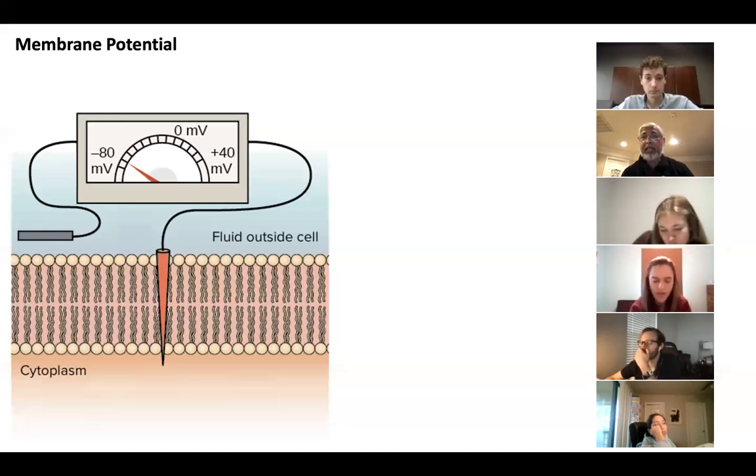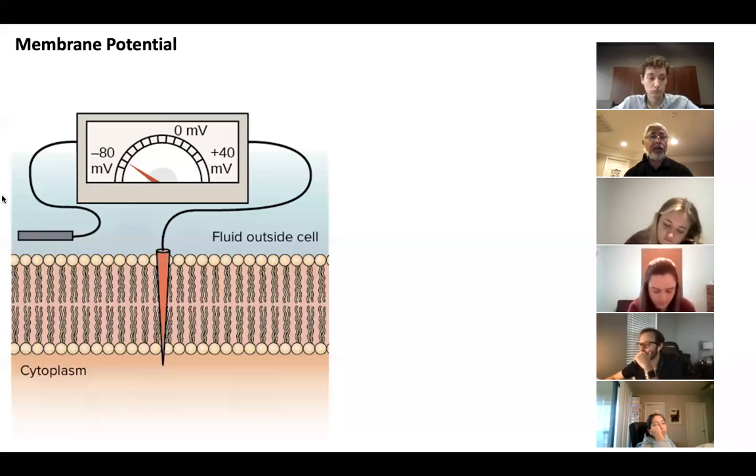If you look at the SA node, the heart has its own pacemaker, right, to generate pace. The membrane potential in the SA node is much less negative, about minus 55 millivolts. So whatever cell you try, the inside of the cell will be negative compared to outside when the cell is at rest, when it is not stimulated.